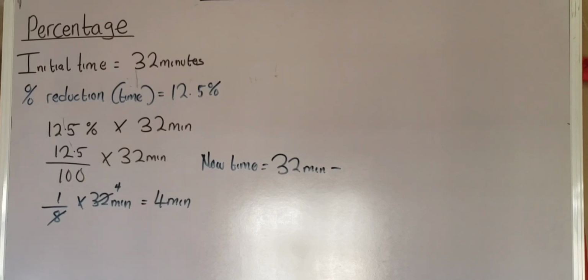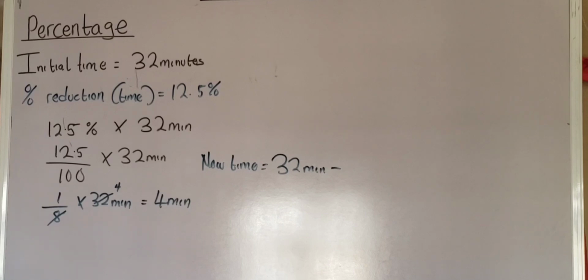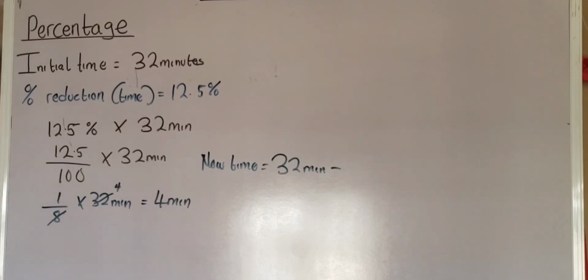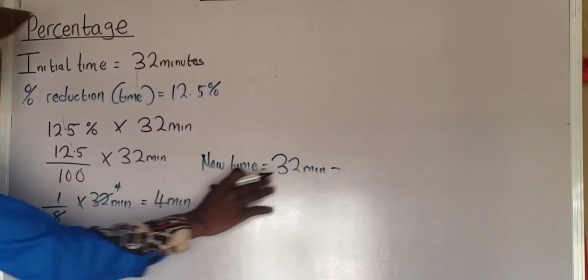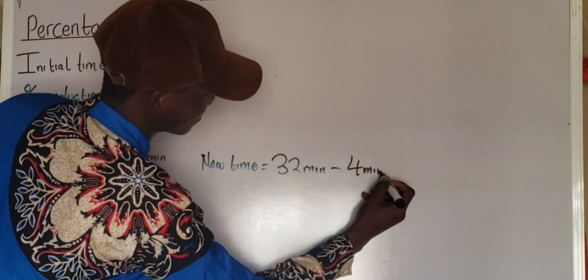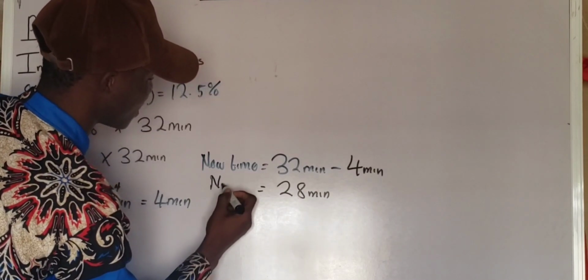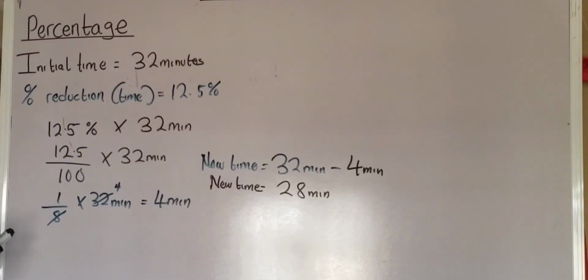We are told that it takes 32 minutes to produce a certain part. Now the question says that if a new tool is employed, the percentage reduction in time is 12.5%. So we first get our actual time of reduction, which is 4 minutes. To get the new time, we subtract 4 minutes from the initial time. So 32 minutes minus 4 minutes is 28 minutes. So the new time now is 28 minutes.